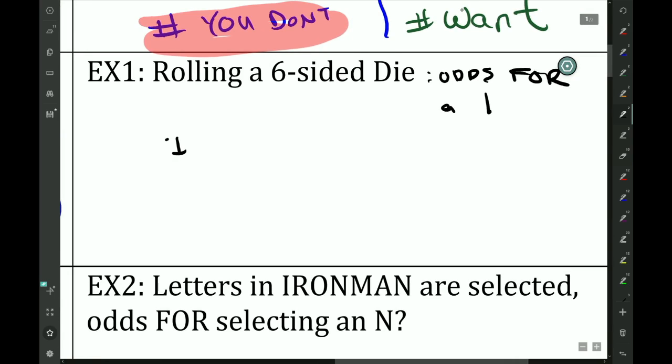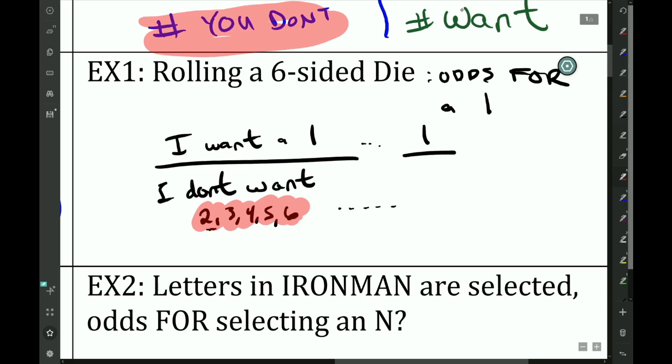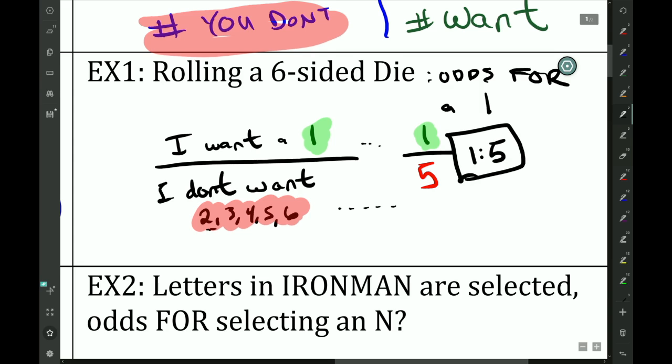I want a 1. So that means I don't want a 2, a 3, a 4, a 5, or 6. So there's 1 total way over 5 bad ways. Or we call it 1 to 5 odds. Okay, that's normally how you'll see it with a colon.